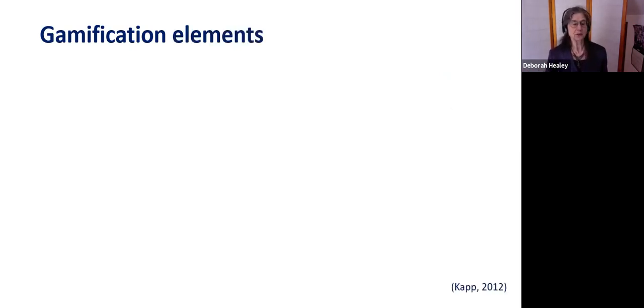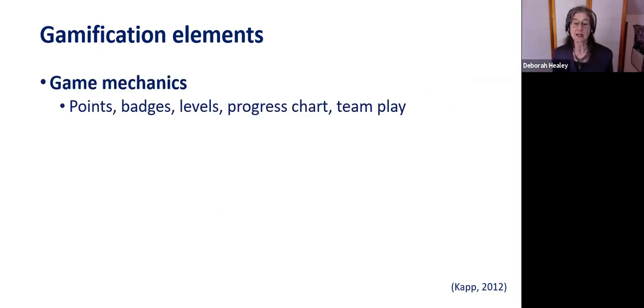There are 3 main elements of games that we can use, again, from CAP. The first and probably most obvious element consists of what are called game mechanics. The points, badges, levels, scoring, progress chart, team play. There are many of these, and we'll talk more about these later.